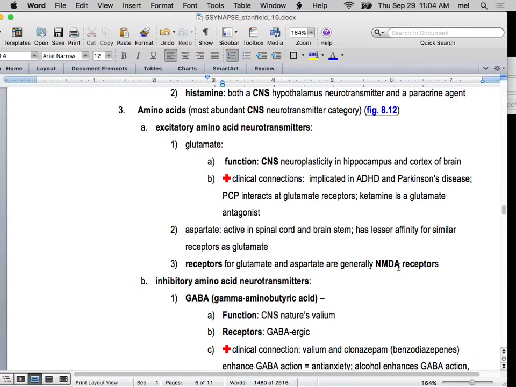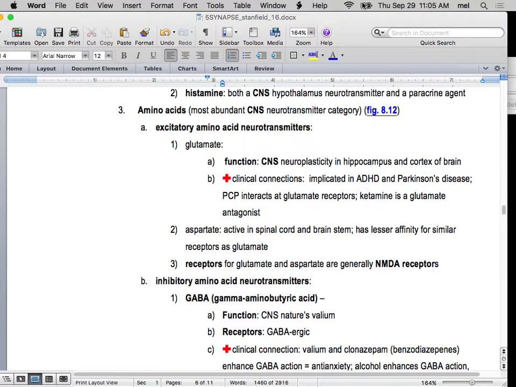Okay, so the next category are the amino acids, and these, instead of being derived from an amino acid, are just an amino acid. Like you could just as easily use it as part of a protein. So you're going to have 2 excitatory ones and 2 inhibitory ones. And these are all CNS. I don't know that they're never in the PNS, but I don't know any PNS functions of these.